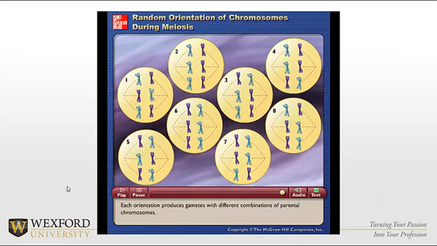Now, in that example, once again, it was 2³. As far as that haploid number, remember, what are we again? Oh yeah, our haploid number is 23. Think how big that number is.